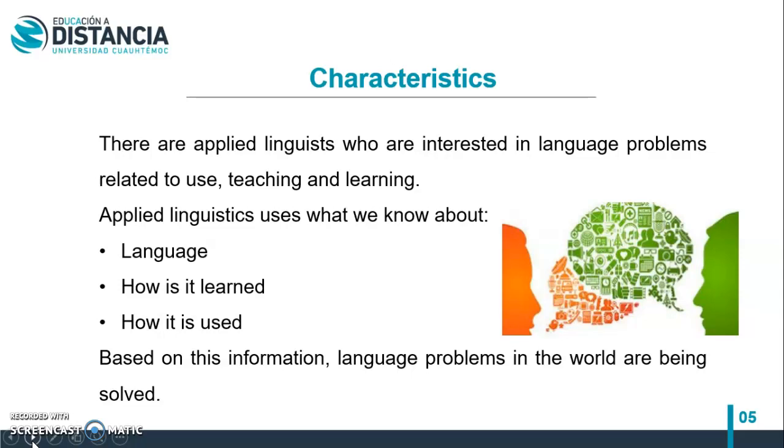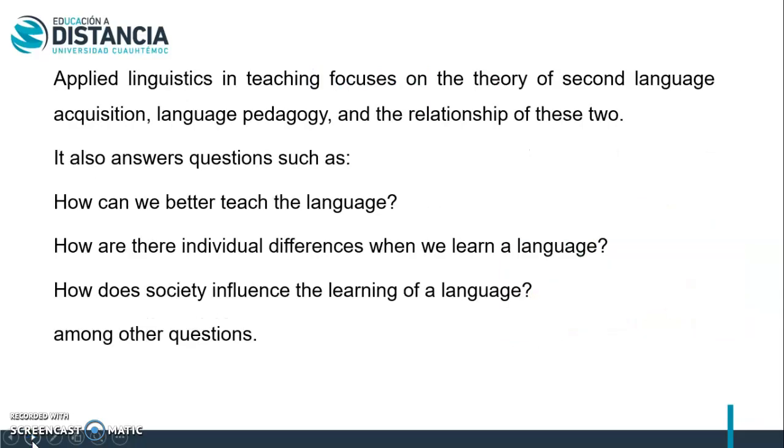Many applied linguists are interested in language problems related to use, teaching, and learning. Applied linguistics uses what we know about language, how it is learned, and how it is used. Based on this information, language problems in the world are being solved. Applied linguistics in teaching focuses on the theory of second language acquisition, language pedagogy, and the relationship of these two.